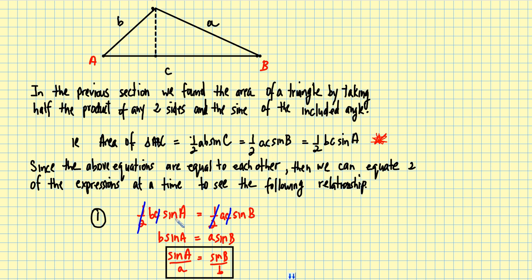Now, in doing that, the 1/2s canceled out, and the value of C canceled out with the other value of C, and what we're left with is B sine A equals A sine B. So if I rearrange this equation, I end up with sine A over A equals sine B over B. Now this is one of the relationships that we see.